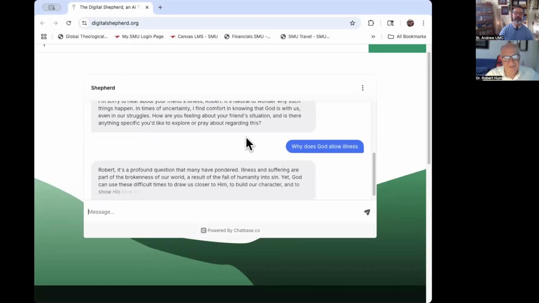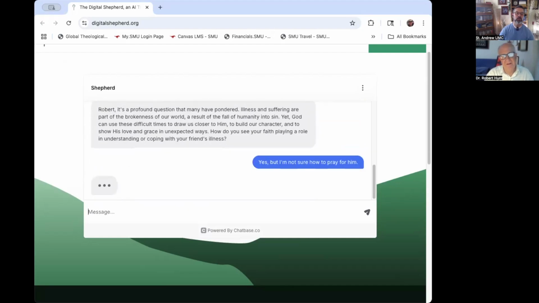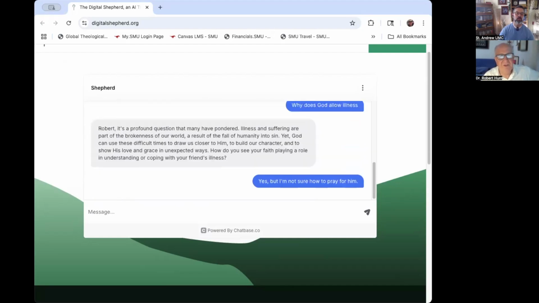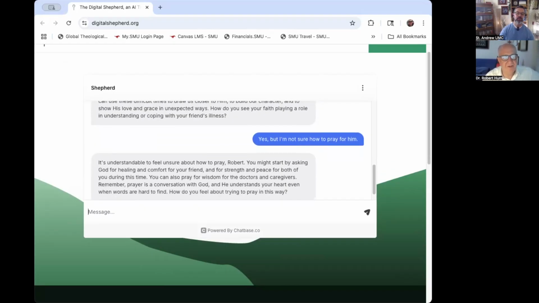"It's a profound question. Illness is suffering." Okay, so you can see it gives a theological answer. "Yet God can use these difficult times to draw us closer to Him, to build character, to show His grace and love. So your faith is playing a role in understanding and coping." Yes, but I'm not sure how to pray for him. And so the Shepherd thinks it's understandable. "You might start by asking God for healing and comfort, prayer and strength," etc.